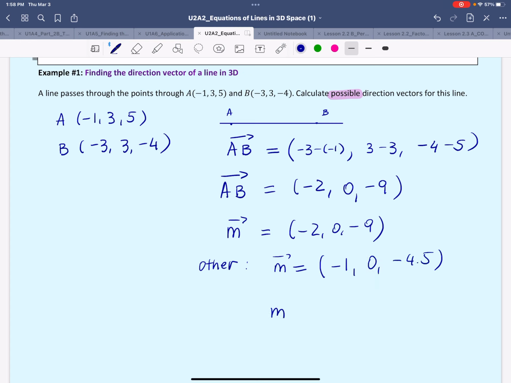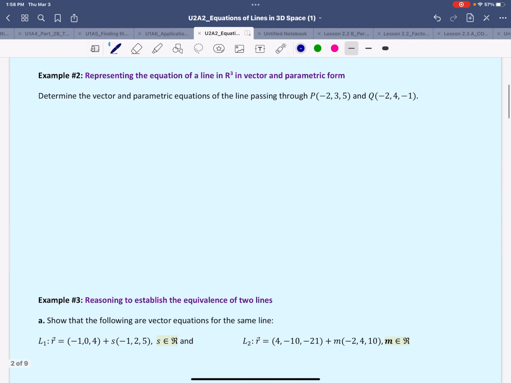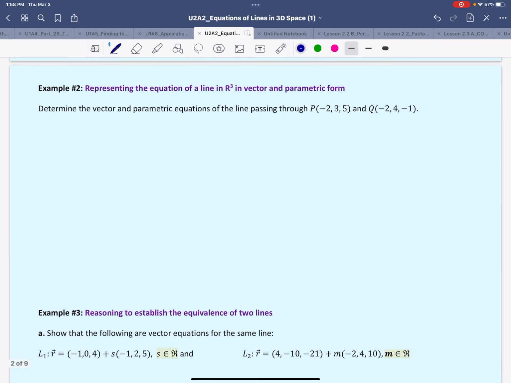I can divide by 3, that's another one, so that would be (-2/3, 0, -3). I can divide by, or multiply for that matter by -5, and then you get (10, 0, 45). So just to give you an idea of how the direction vectors work, it's not a fixed value. Now, in the next example, we are going to represent the equation of a line in R3 in vector and parametric form. So that's what we'll practice.